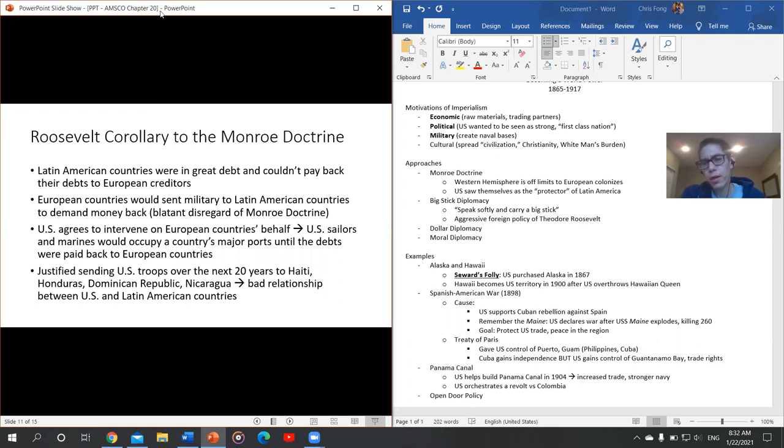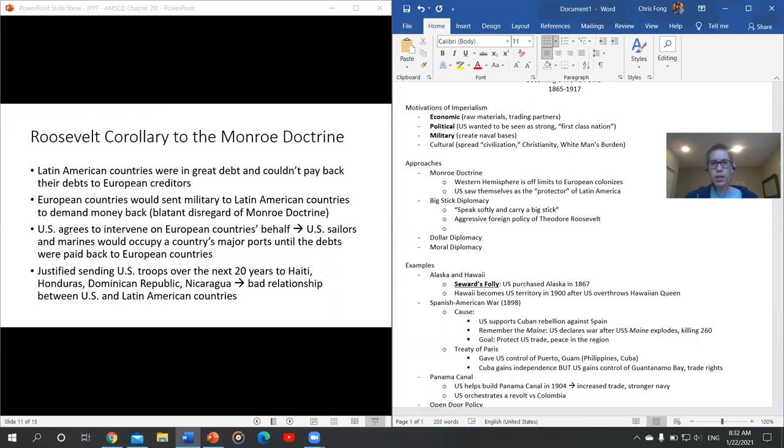Now, this might seem kind of weird at first because the U.S. is turning their backs on the Latin American people and siding more with the Europeans, which goes against the Monroe Doctrine. But what this really did is this gave the U.S. an excuse to send their troops into Latin America and to gain control of the ports, to gain control of the trade, to gain control of the profits, maybe even to replace the government if there's a government that's unfriendly to America or to the Europeans.